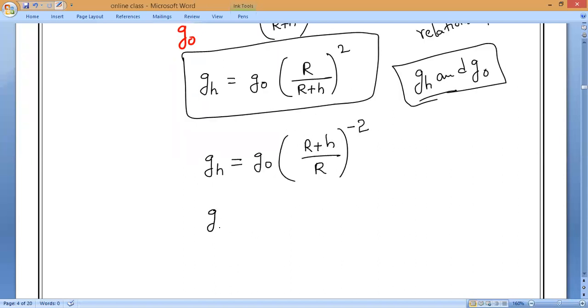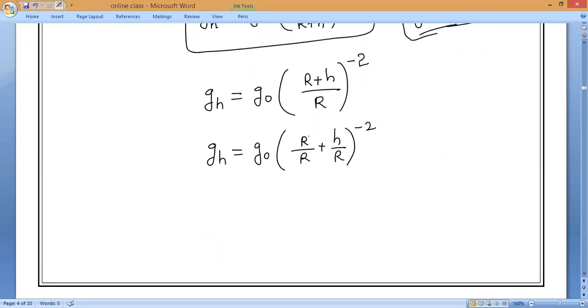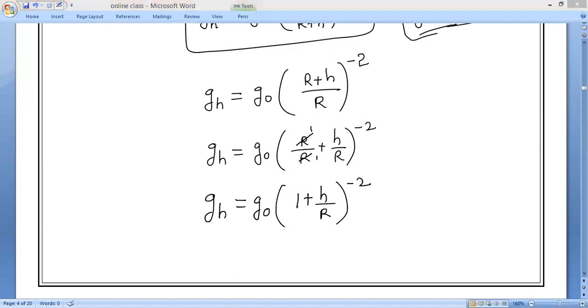Now, gh is equal to g naught into, can I write this one as R by R plus h by R? Is it right or wrong? It is correct. Now, R by R will get cancelled. What will come? 1. So gh is equal to g naught into 1 plus h by R, to the power minus 2. Is it okay, guys? Have you understood? Any doubt? This is only what I want. Please make it fast. Any doubt? Anybody can ask.